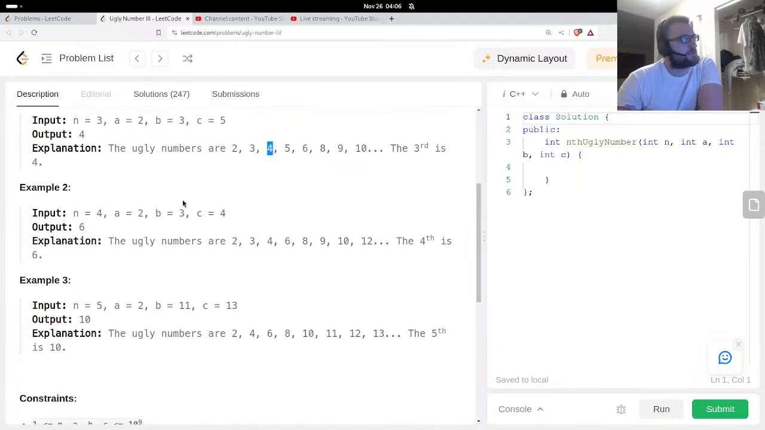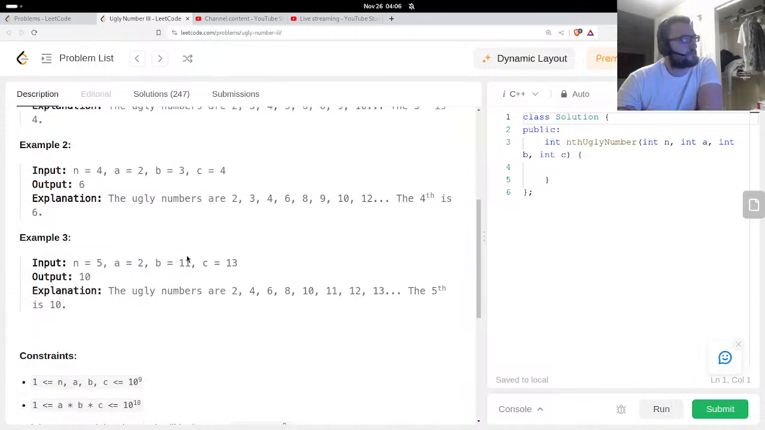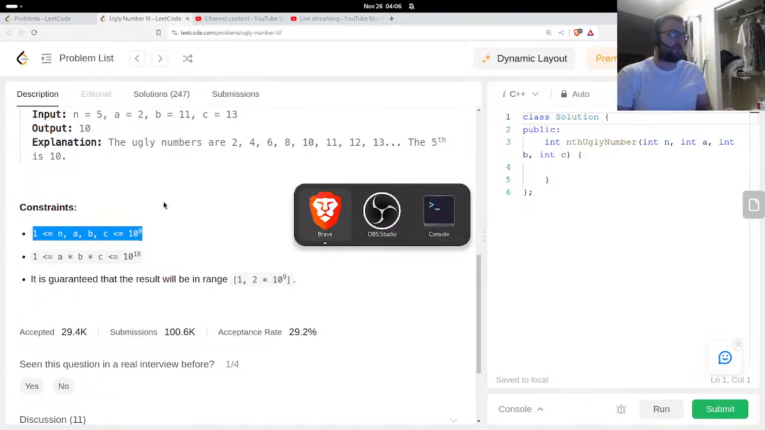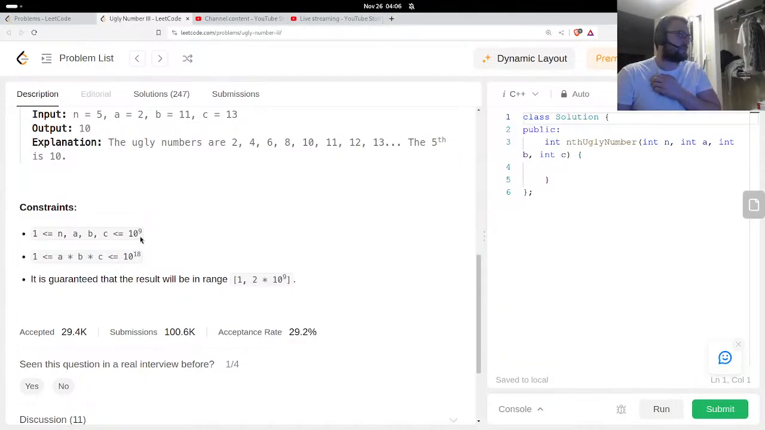That's an interesting question. Ugly numbers are 2, 3, 4, 6, 8, 9, 10, 12. So A times B times C is less than or equal to 10 to the 18th, so it could fit in a long. And it's guaranteed the result is going to be between 1 and 2 billion. It has a very low acceptance rate. Jeez. Hold on, how many are we doing here? 2 minutes? Okay. And the value is going to be between 1 and a billion.